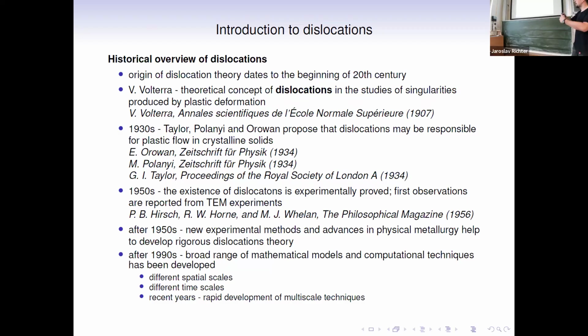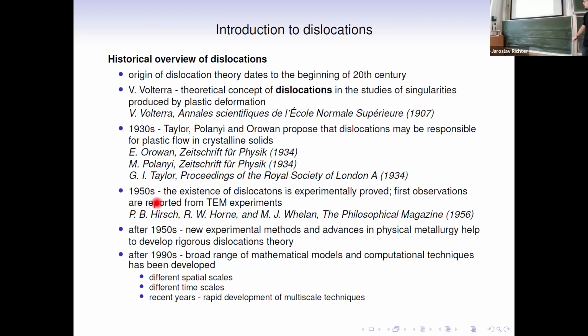Then it was systematized, and in the 1930s, Taylor, Polanyi, and Orowan, which is a famous name in dislocation theory, proposed a serious physical theory that such dislocations, such microscopic irregularities, may actually be responsible for the macroscopic deformation in the solids. You can see the dates of their papers were practically overlapping. So in the 30s and 40s, it was mostly a mathematical theory.